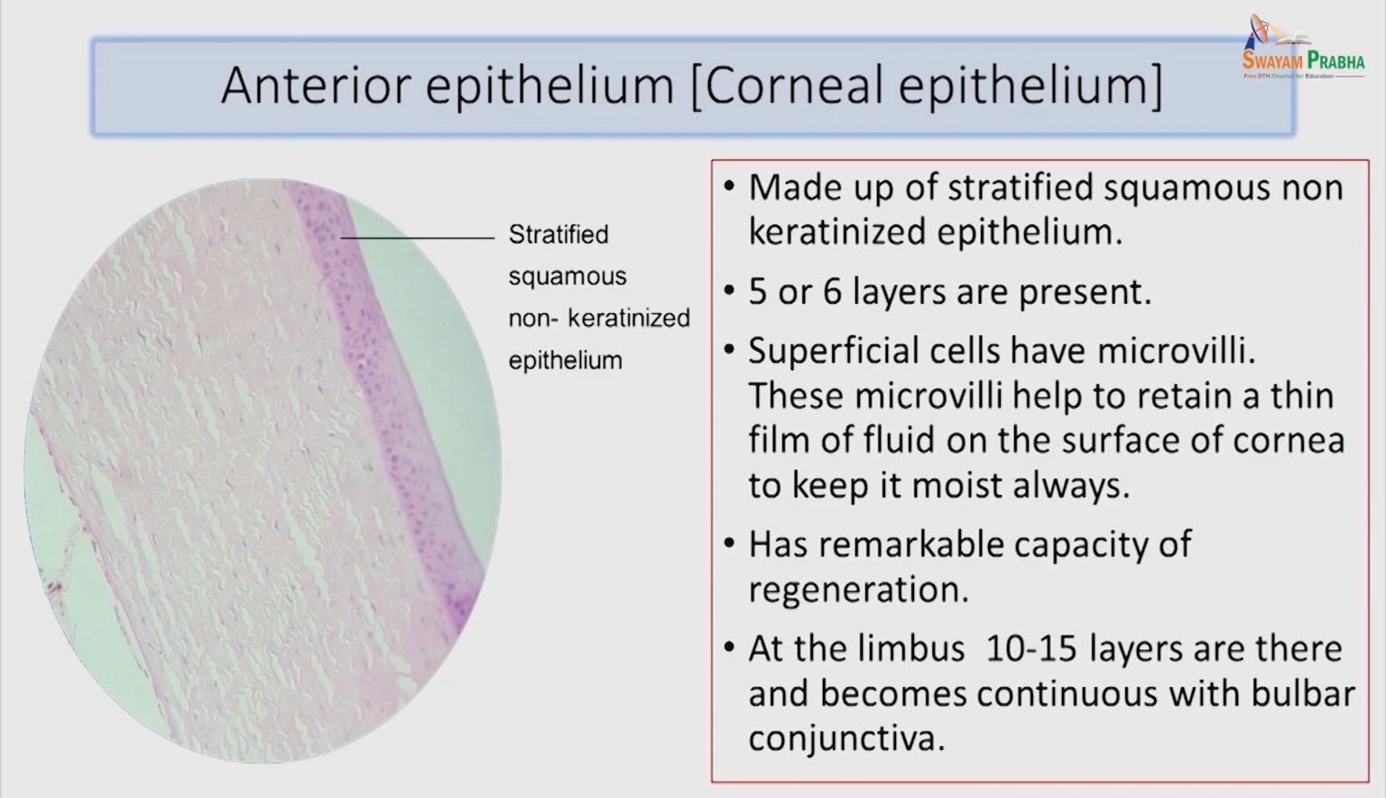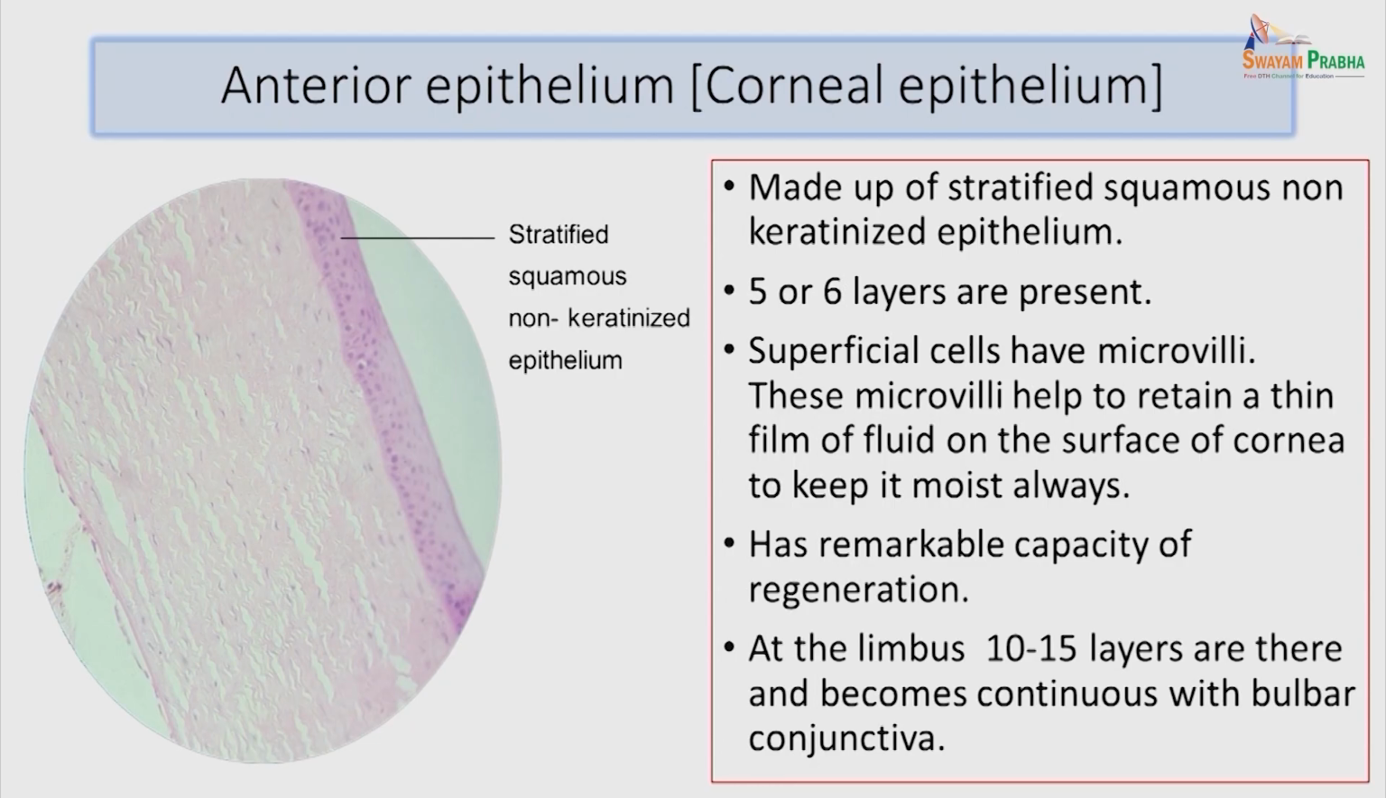First is the anterior epithelium or corneal epithelium, made up of stratified squamous non-keratinized epithelium. 5 to 6 layers are present. Superficial cells have microvilli. These microvilli help to retain a thin film of fluid on the surface of the cornea to keep it moist always.